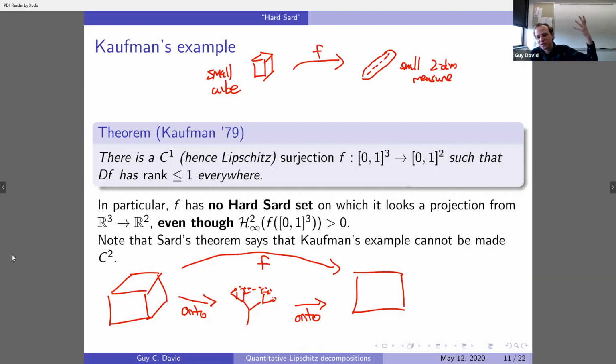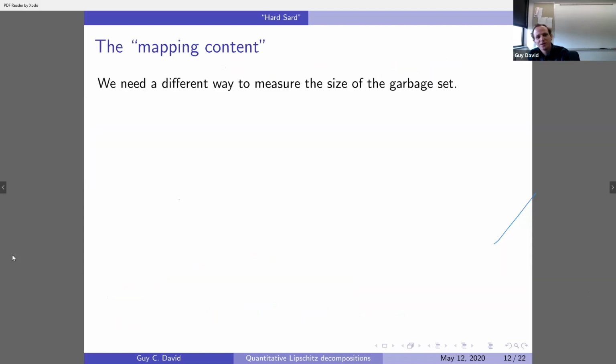But the fact is there are just a lot of cubes in the domain, right? So the number of cubes in the domain scales like radius to the power 3. And so you have enough cubes in the domain to assemble them to cover the whole unit square. That's it. Okay. So Kaufmann's example has completely destroyed our question. So we need a new question. We need a new idea.